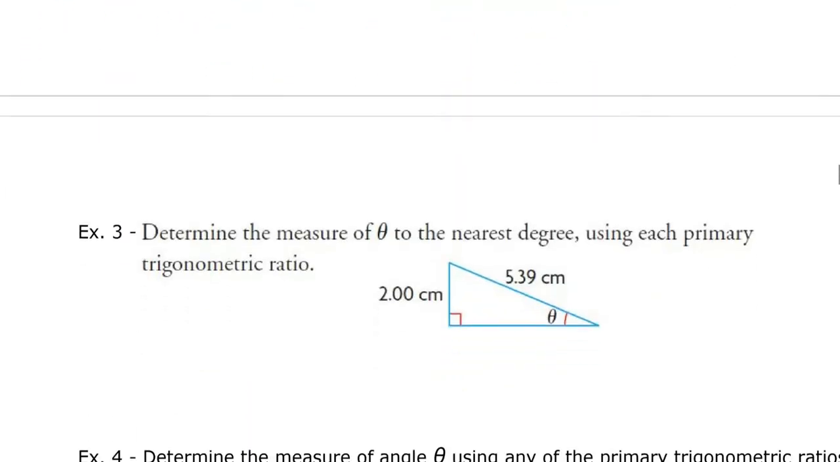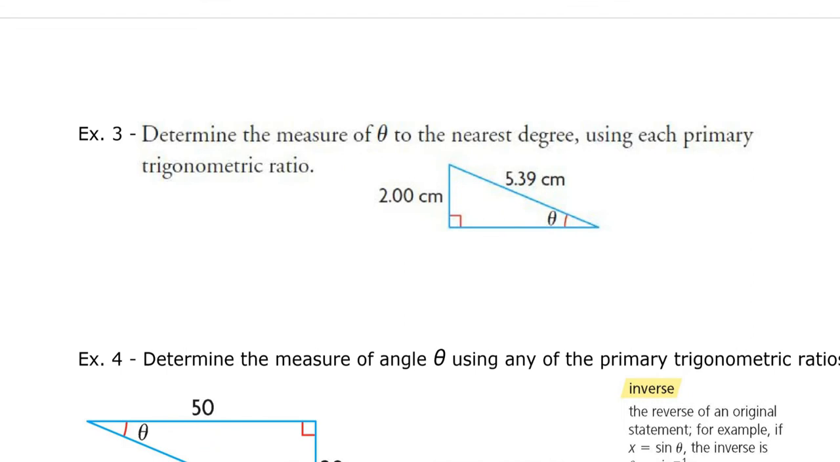Okay, let's look at another example. Let's determine the measure of angle theta to the nearest degree using each primary trig ratio. So according to the angle theta, my marked angle, the 2 centimeters is my opposite side. The hypotenuse is 5.39. So I can use the sine ratio for theta to help me find that angle. So the opposite over hypotenuse is 2 over 5.39.